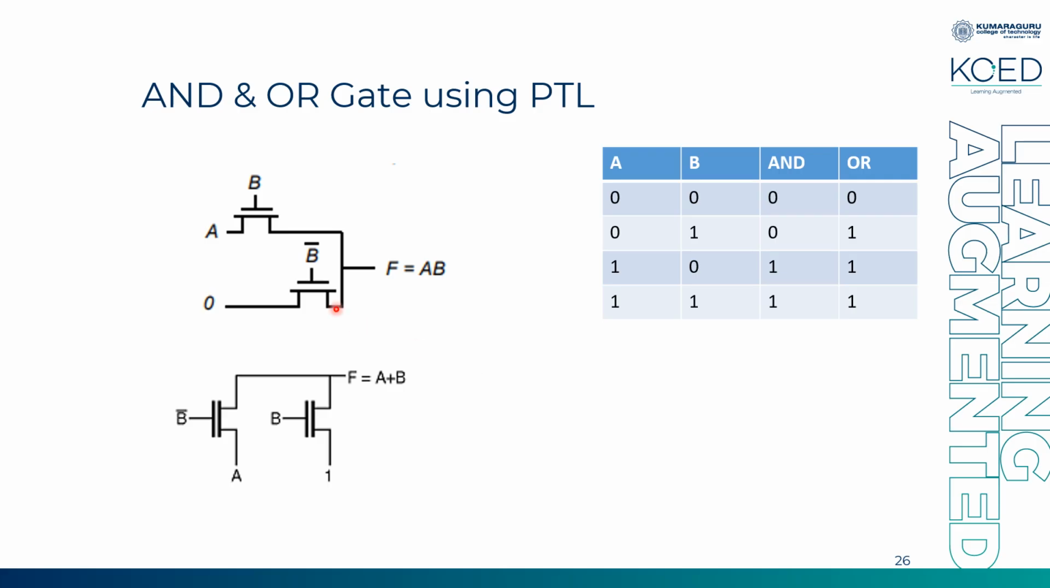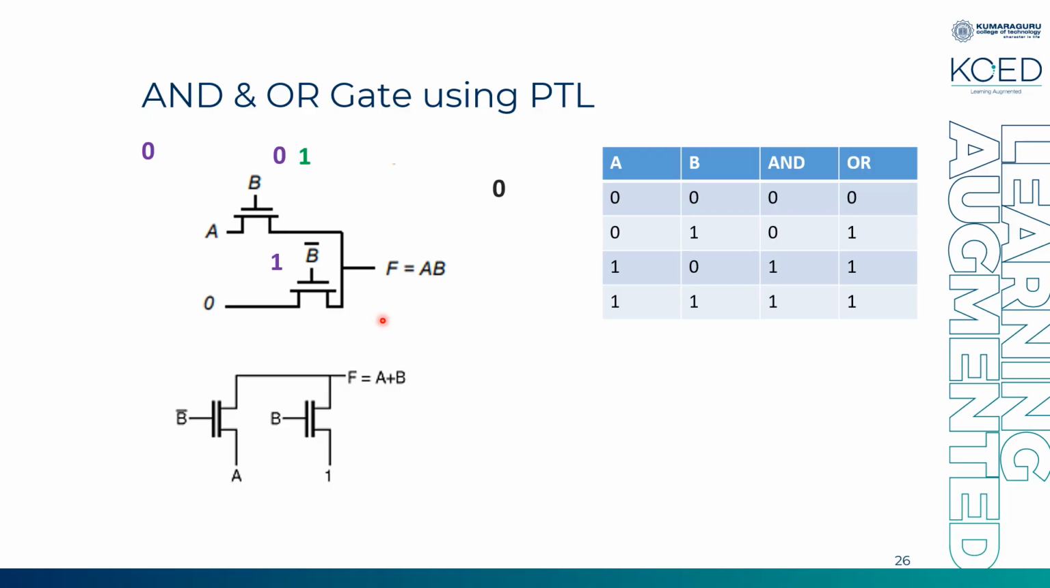Now let me check what happens if I force all these input sets. First the 0 0 combination. A is 0 and B is also 0. If B is 0, B bar is 1. So which transistor will turn on? NMOS will turn on for a high value. So my 0 will be obtained as the output.